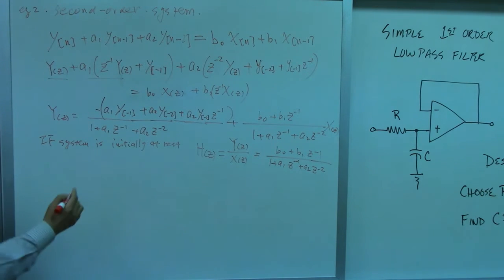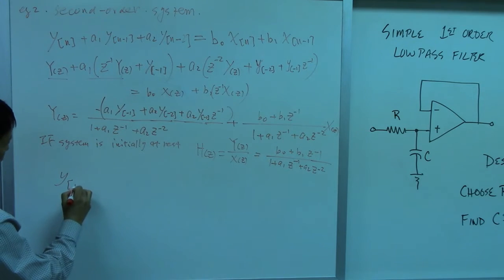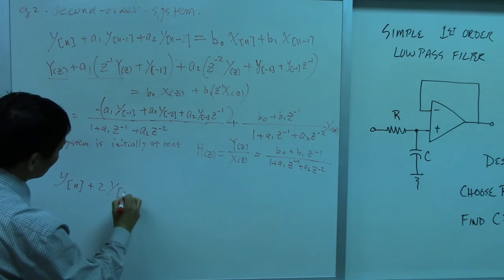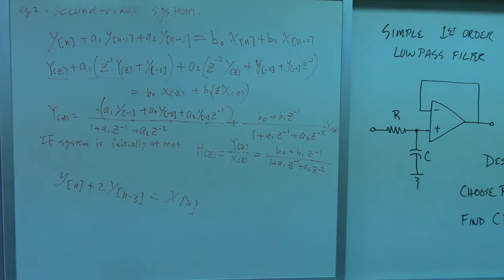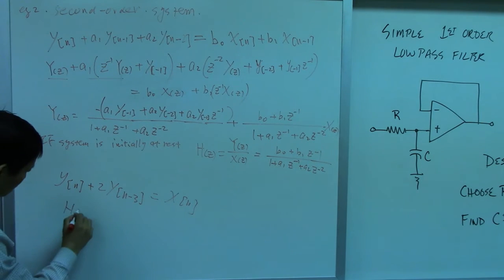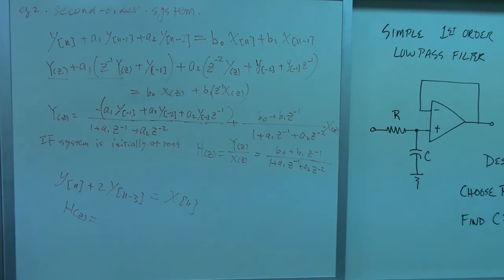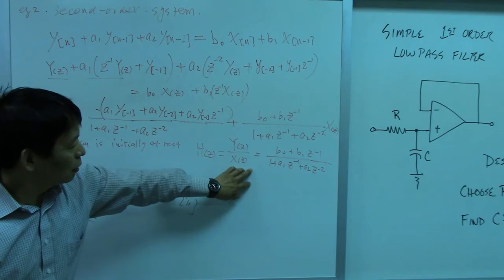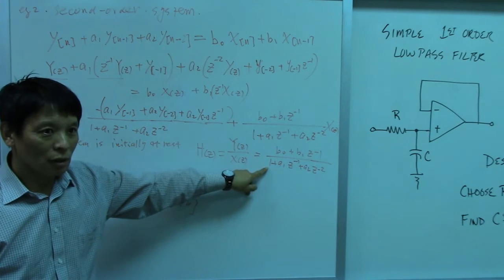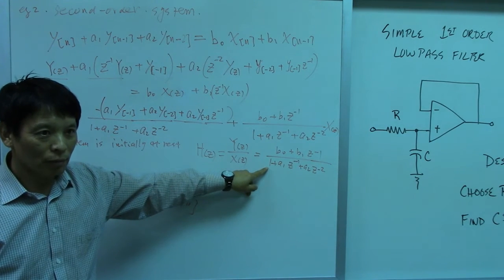So now for example, I'll give you y[n] plus 2 y[n minus 3] equals x[n]. What is the transfer function for this? You need to write this out instantly. Or you cannot? Now look at this again. Well, this is 1 here. Where does this 1 come from?